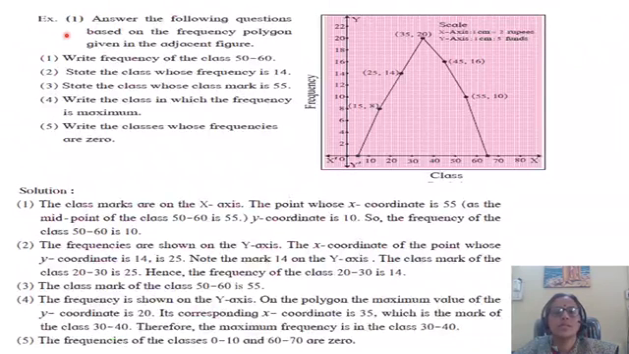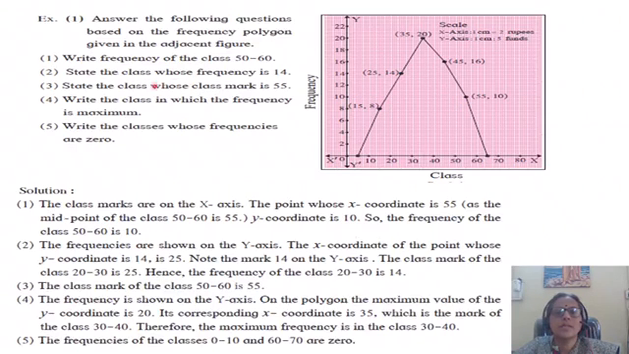Study the example. Answer the following questions. Study the graph. Classes on x-axis, frequency on y-axis, interval of 10, 1 unit is equal to 10, and here 1 unit is equal to 2 frequency, as given. Write the frequency of the class 50 to 60. Observe the class 50 to 60; we have to find its frequency. The point whose x-coordinate is 55, the midpoint of the class 50 to 60, has y coordinate 10. So the frequency of the class 50 to 60 is 10.